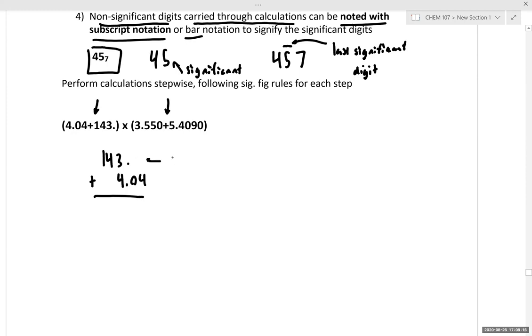Now, my top number has 0 decimal places. My bottom number has 2 decimal places. So then, following my rules for addition and subtraction, how many decimal places should my final answer be rounded to? 0, yep. So we have 147.04, and we're going to note that we have 0 decimal places by putting a bar over the 7. So this 0 and this 4 are not significant in bar notation. Does that make sense? So this number is equivalent to saying 147.